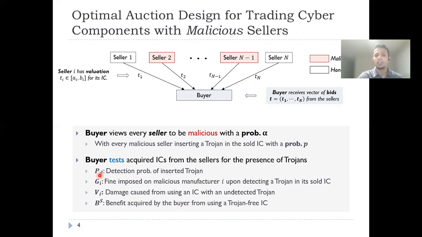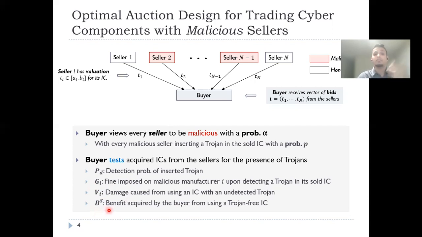Also, we consider that if the Trojan is detected, there is a fine imposed on the malicious manufacturer, which is denoted by g_i. And if the damage caused from using the ICs has not been detected, then the buyer has to undergo a damage v_i.